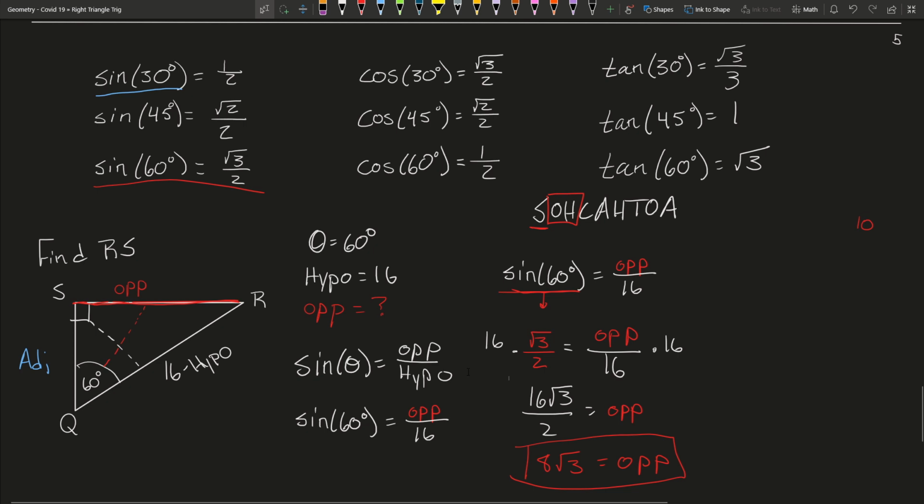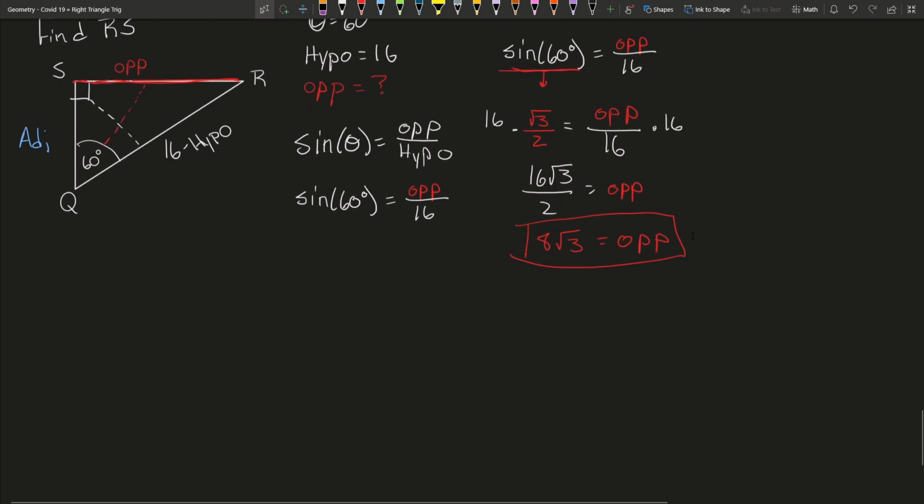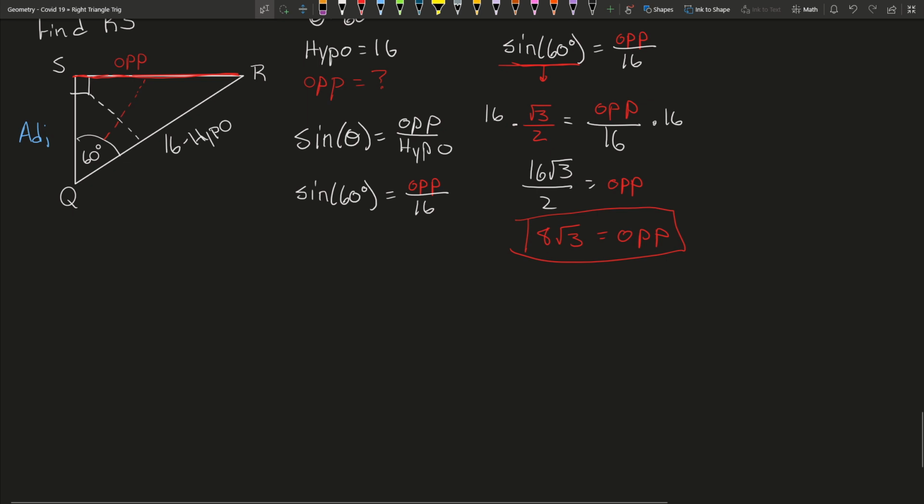Okay, I want to do maybe one or two more examples. One that's a little bit more like this, and then one that's exactly the way I taught it last class, right? So give me 1 second.